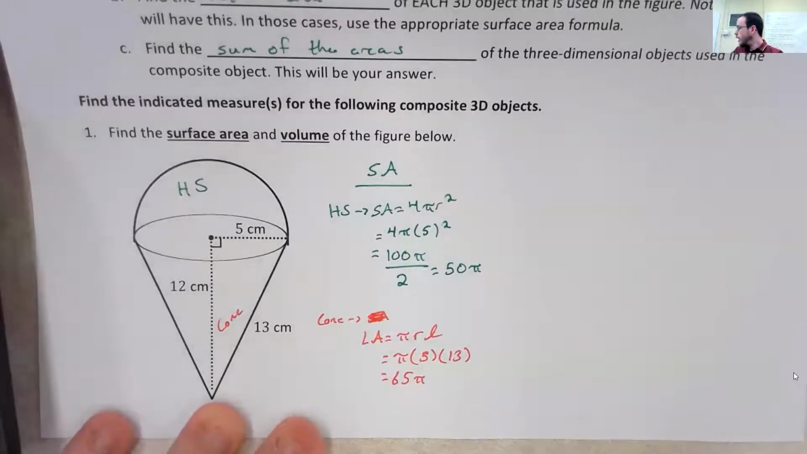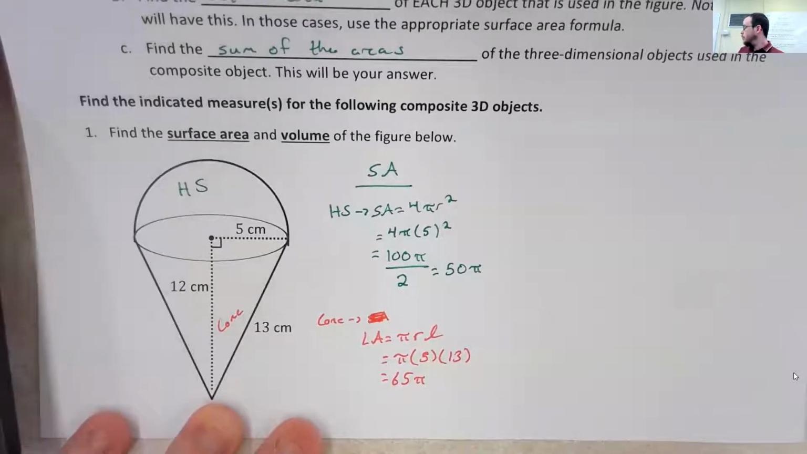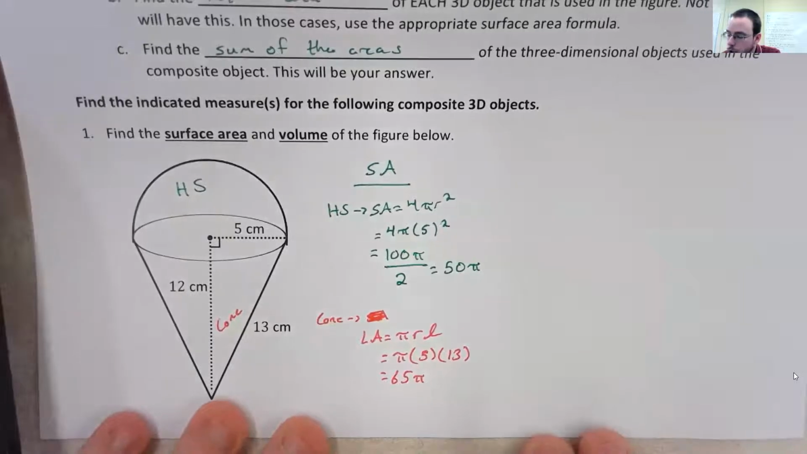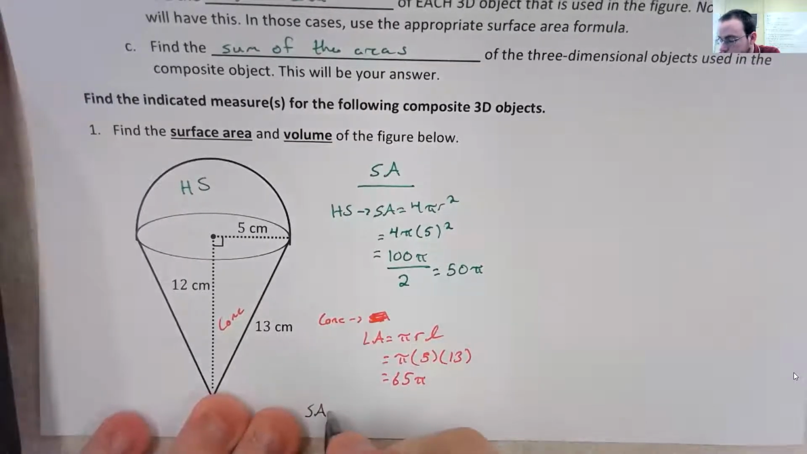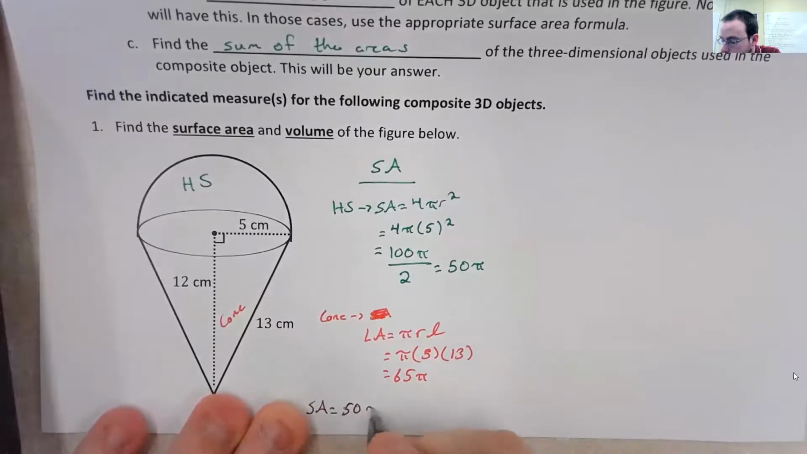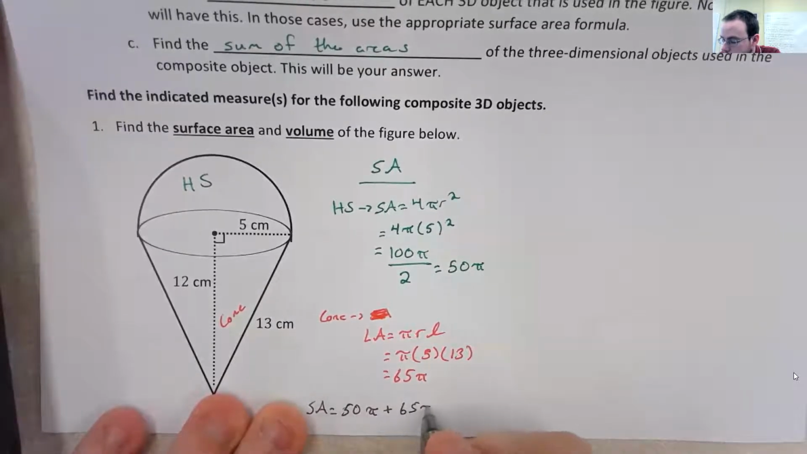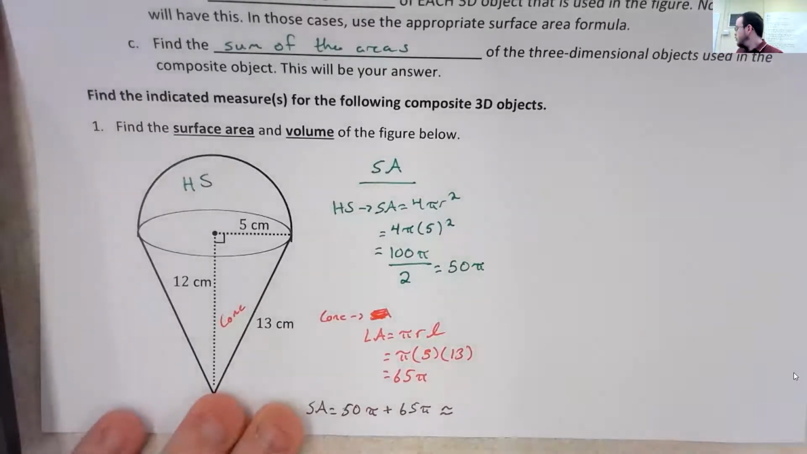We're not finished yet, because after we found the surface area of those other objects, we need to add those together in order to get our full surface area. So the surface area of the entire figure is 50 pi plus 65 pi, which, let me make sure of this. I have my key here, so give me just a moment.